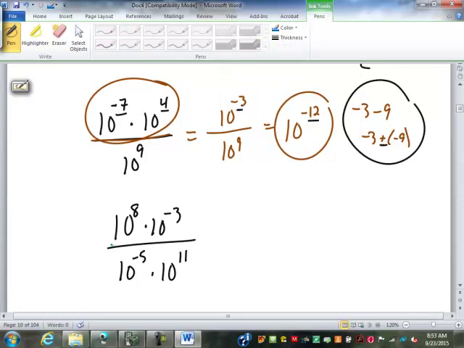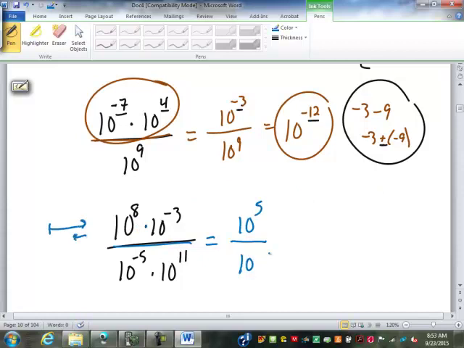Now there's a fraction bar here, which means I have to do everything on top first, then everything on bottom, then I can divide. On top, what do I get? I'm multiplying, so I'm going to do what to the powers? Add them. So 8 plus negative 3 is 5.